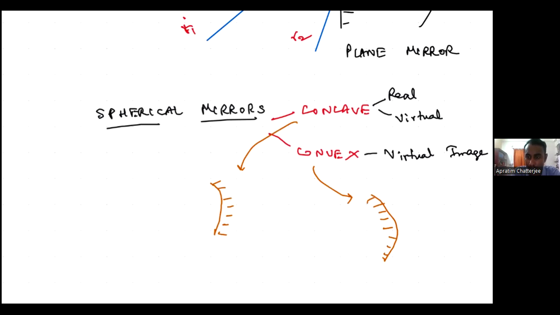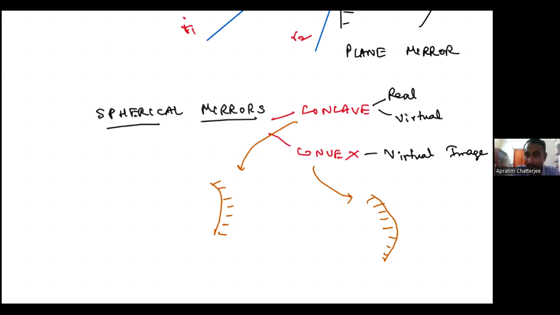Take a spoon, for example. The spoon has two surfaces. One is a bulged out surface and one is an inner surface through which we take the food. Now, the inner surface acts like a concave mirror, while the outer surface acts like a convex mirror. And the concave produces both real and virtual images, and the convex produces only virtual images.